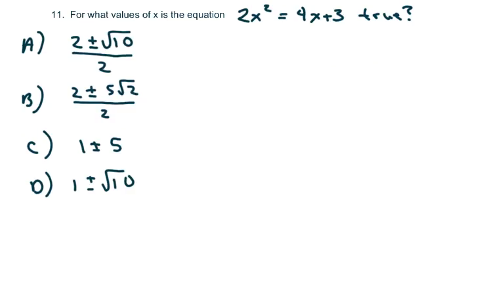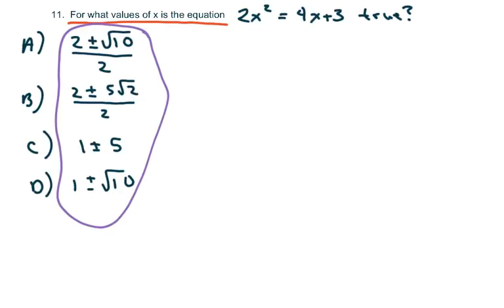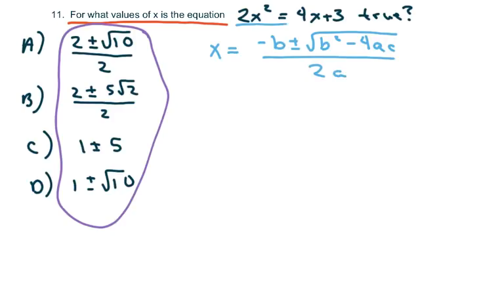Next, it says, for what values of x is the equation 2x squared equals 4x plus 3 true? You can tell right away we're not going to factor this, because all the answers are from the quadratic formula. Make sure you know the quadratic formula, even if they give it to you. It's better on an SAT test that you know it before you try to spend time looking at it. It also gives you confidence when you're doing your work. You just feel better.